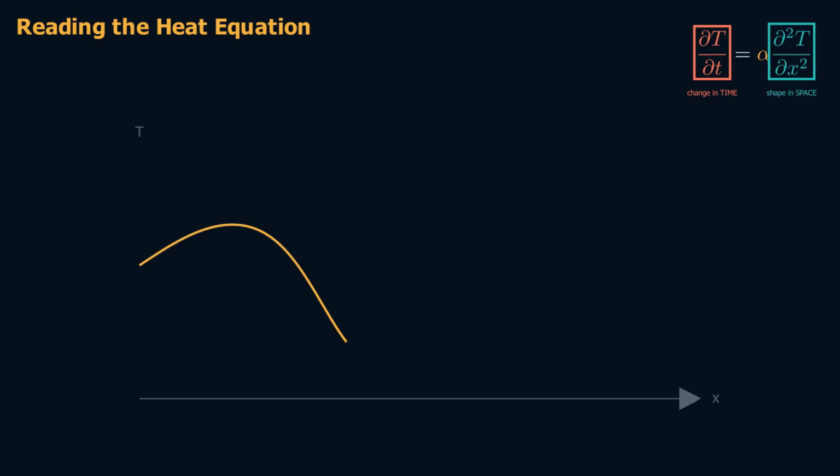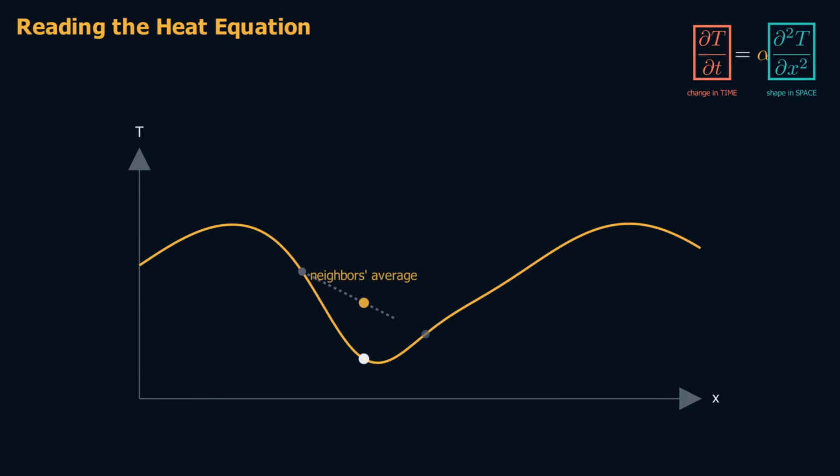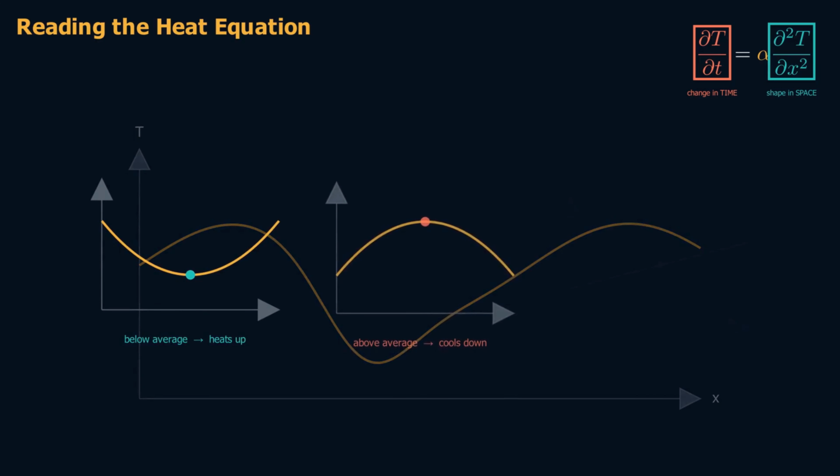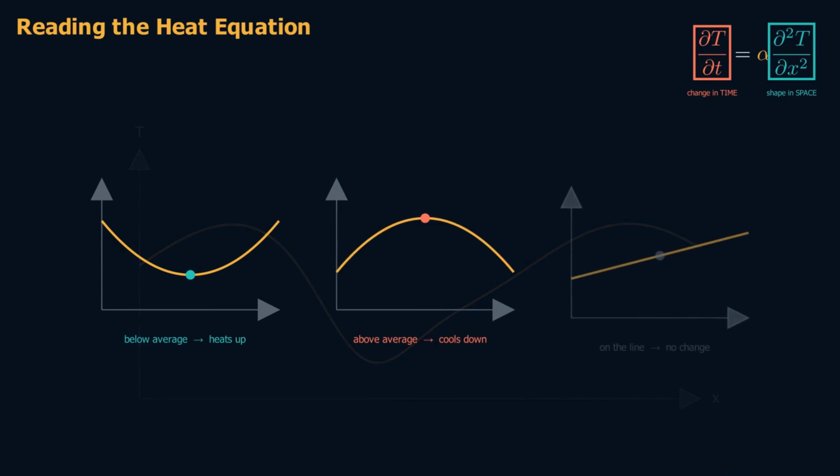So let's zoom into that right-hand side, and see what curvature actually says, one point at a time. Look at one point, and its immediate neighbors. Take the two values next door, and mark their average. This point is colder than the average of its neighbors. The curve bends upward there. Positive curvature. So heat flows in, and its temperature rises. In fact, there are only three things a point can be doing. Colder than its neighbors, the curve bends up, and it heats. Hotter than its neighbors, the curve bends down, and it cools. And if it sits exactly on the line between its neighbors, nothing changes at all.